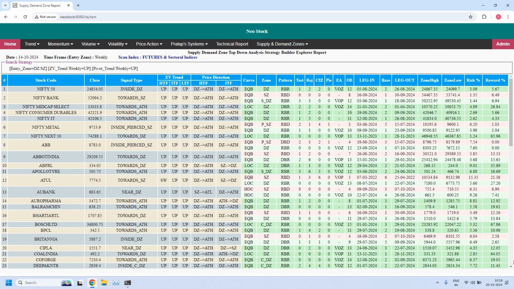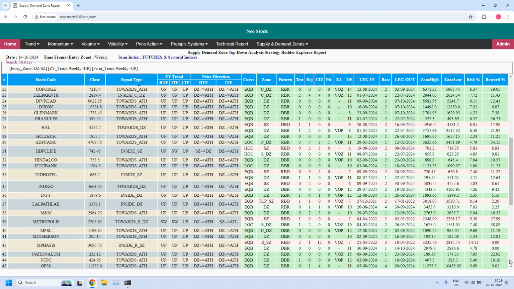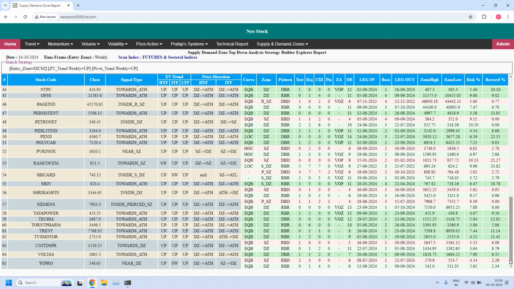Instead of 133, let us see how many are filtered. I am scrolling the list down. 65. Almost half of the stocks are filtered. Earlier 133, now the list has come down to 65. Both zone violation trend and swing high-low trend are supporting uptrend. These are the stocks.